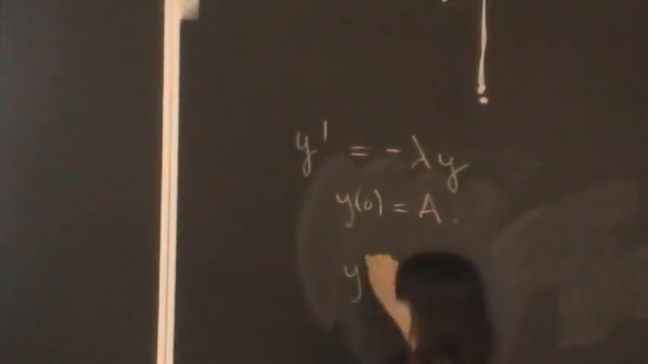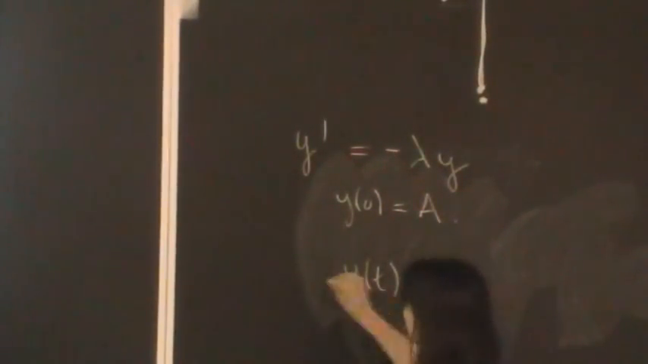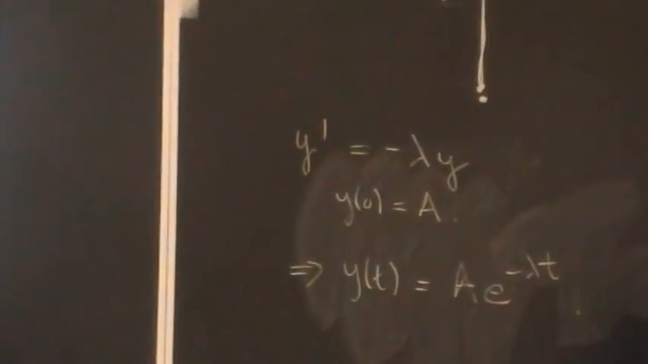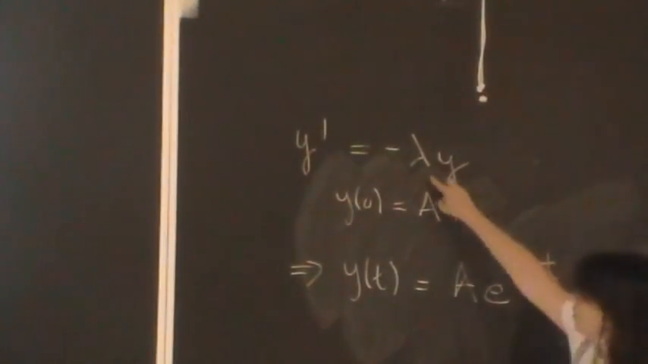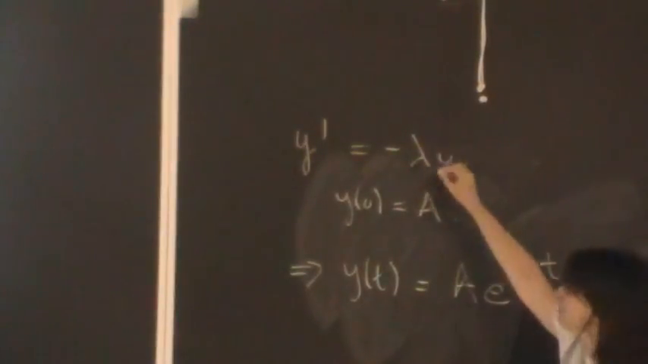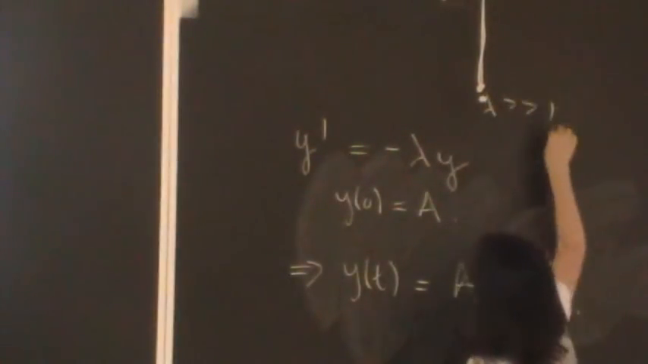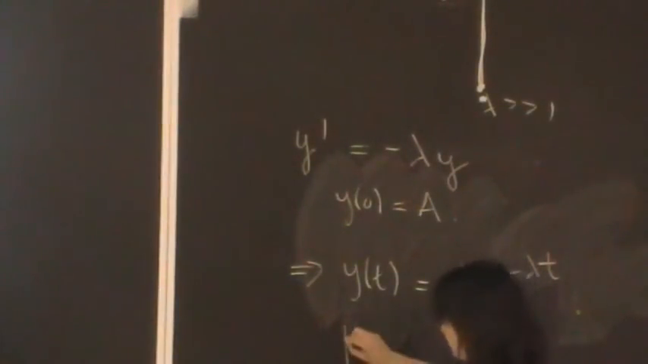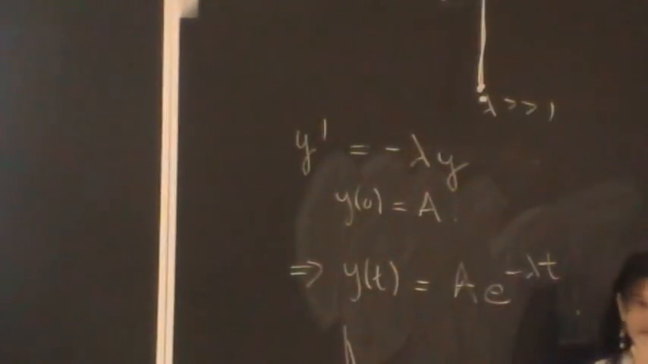Who knows what the solution to this equation is? Here is a differential equation with a very fast time scale. Let's imagine that lambda is 1,000. What you have here, your solution is rapidly decaying.